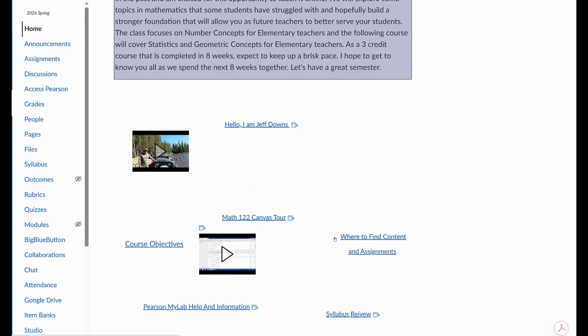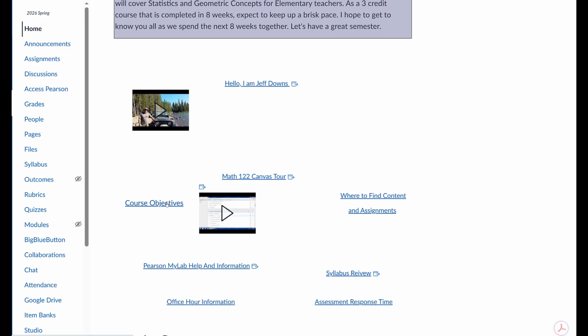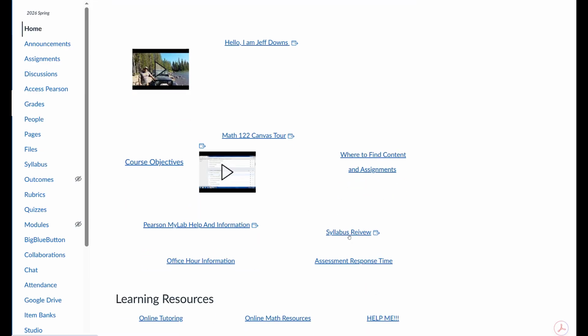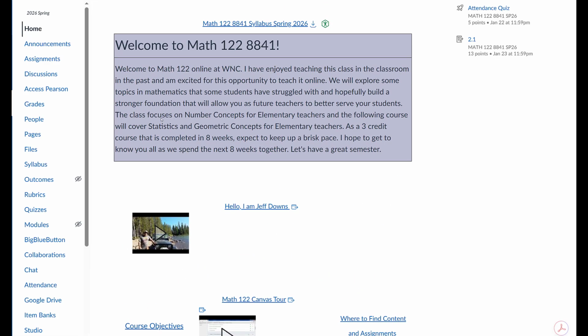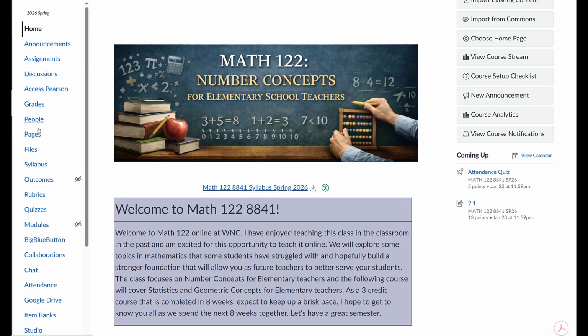This is the Canvas tour. Course objectives here. Where to find content and assignments. Syllabus review here. Pearson, MyLab, help and information, office hour information, assessment, response time, and so on. Over here on the left side, we have announcements, assignments, discussions, accessing Pearson. So this can be one of the big ones, is accessing Pearson.